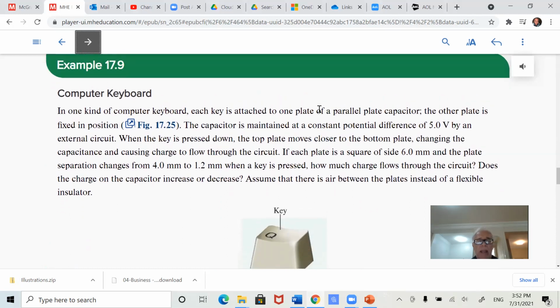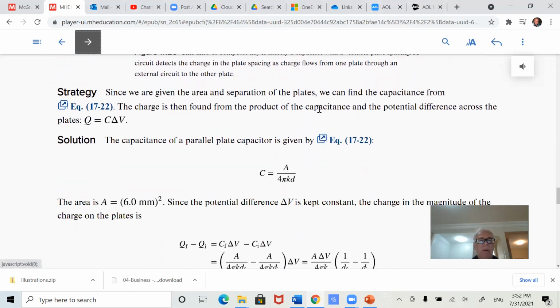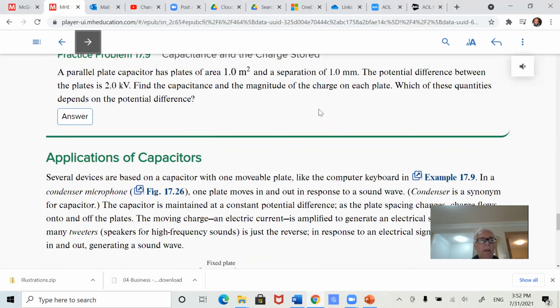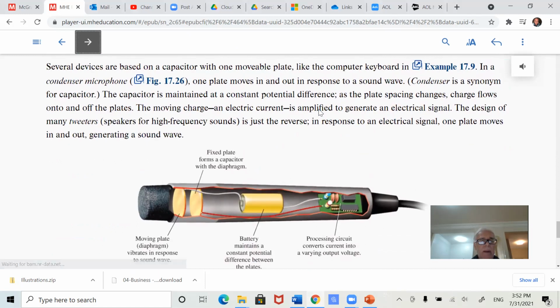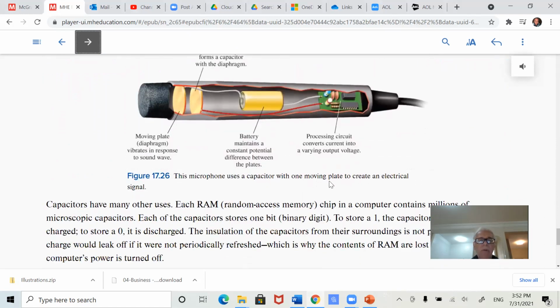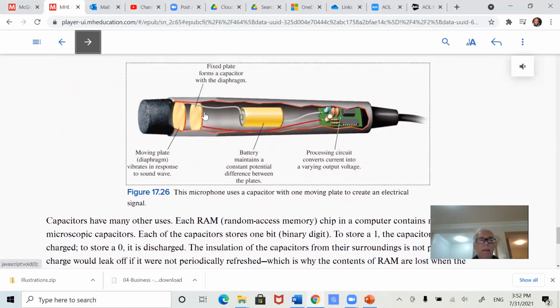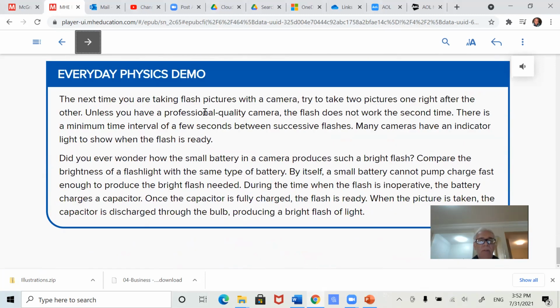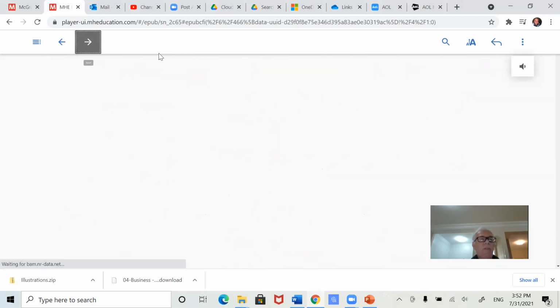Capacitors have applications, for instance, in computer keyboards, and there are many other applications out there. You can look into that. A microphone uses a capacitor with one moving plate to create an electric signal, with one of the plates vibrating in response to a sound wave. So that's another application of a capacitor.